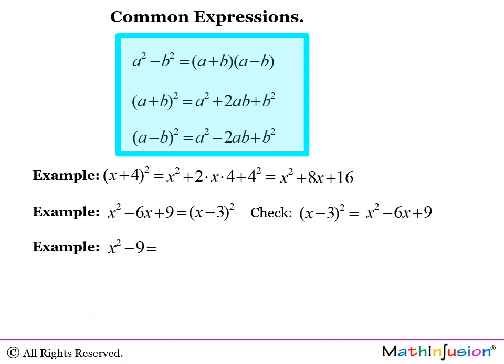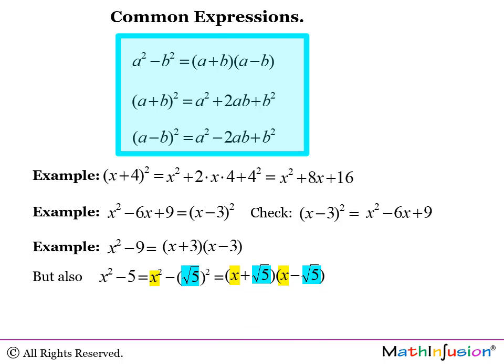Example: x to the power of 2 minus 9 is definitely x plus 3 times x minus 3. But also x to the power of 2 minus 5 is x to the power of 2 minus square root of 5 to the power of 2, which means we can write this as x plus square root of 5 times x minus square root of 5.